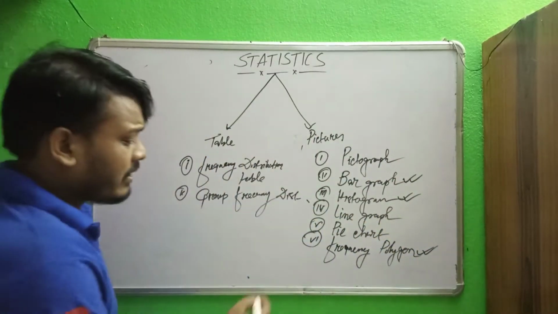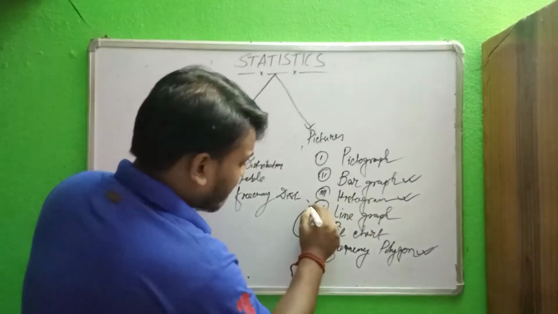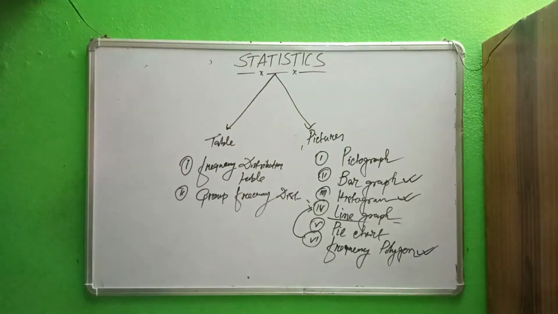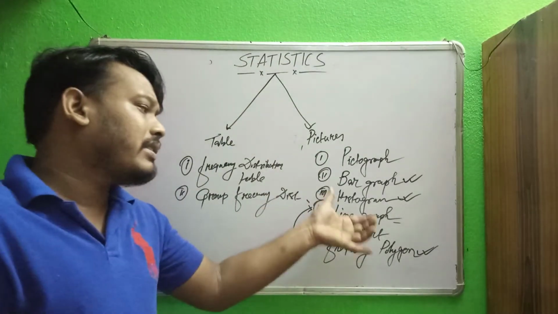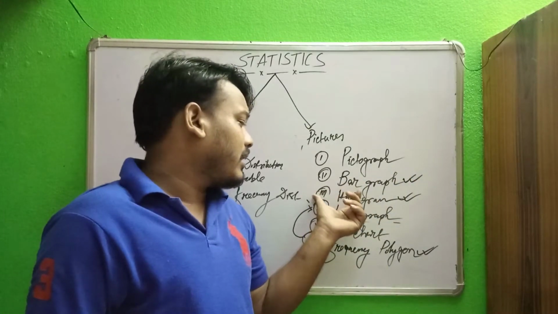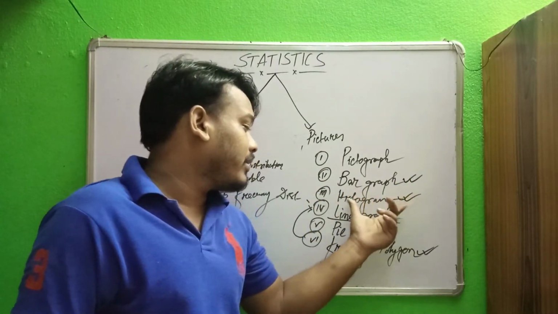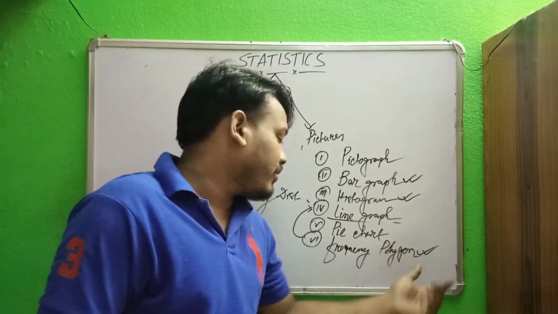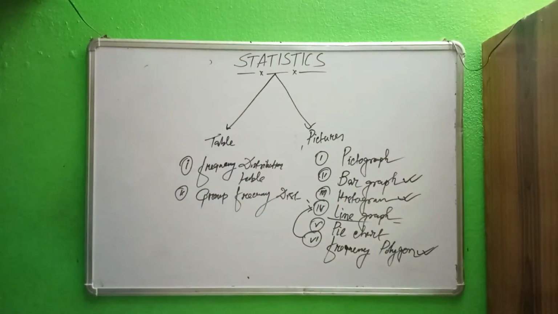Frequency polygon is quite similar to line graph. One by one I will discuss. In the first video I will discuss bar graph. In the second video I will discuss histogram. In the third video I will discuss frequency polygon.